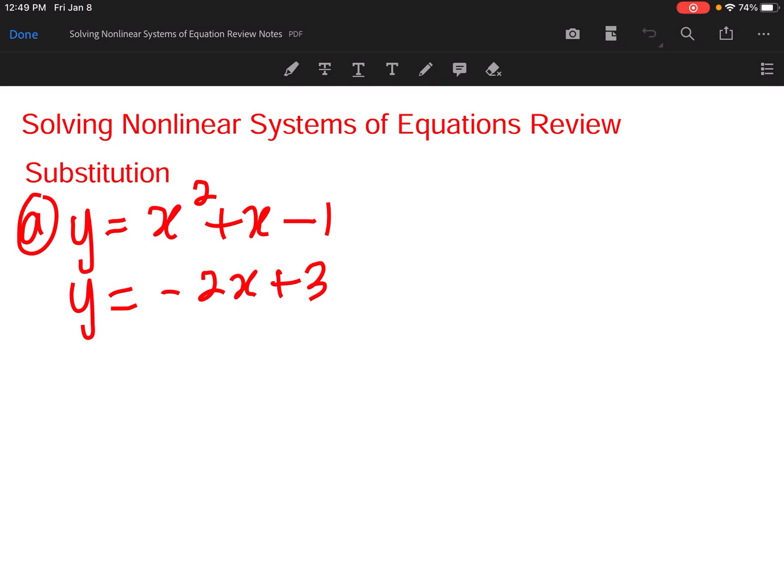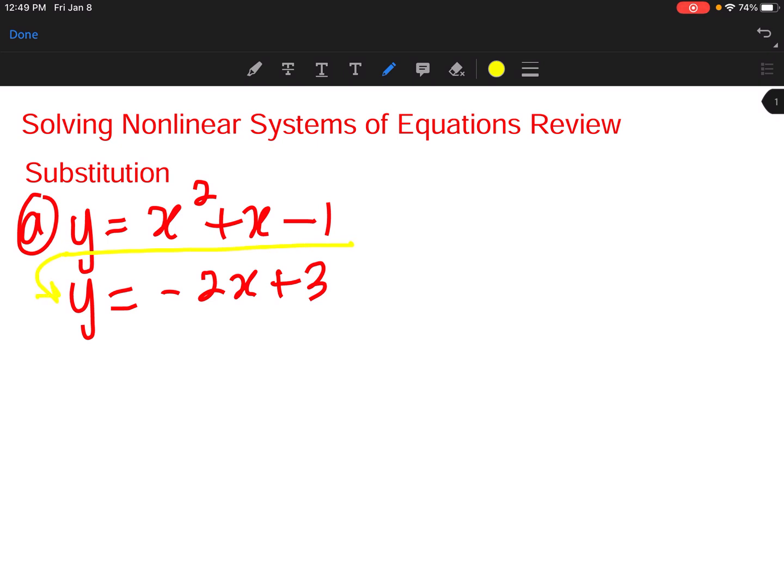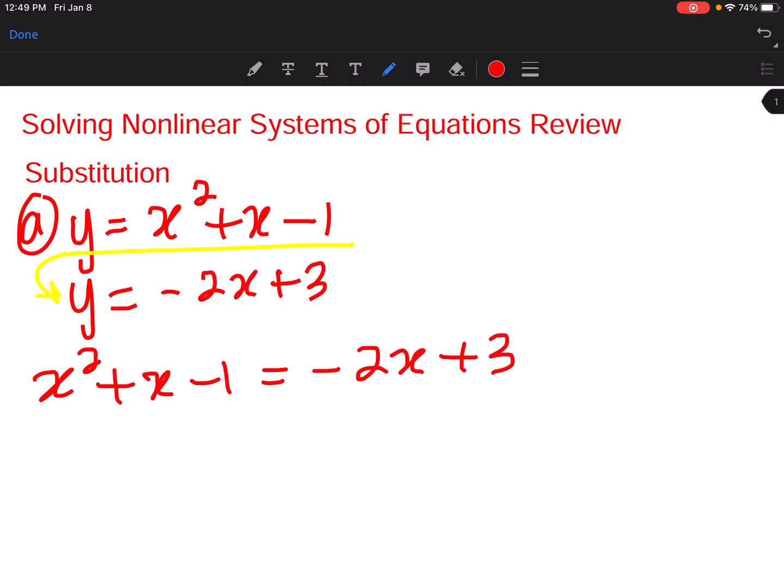So to solve this, I'm going to substitute one of my values into the other. Since both of my equations are y equals, I'm going to use the first equation to substitute into the second. So my y for the first equation is x squared plus x minus 1, which is equal to negative 2x plus 3. I am using this y equals right here and plugging it into this y right here, so that I have x squared plus x minus 1 equals negative 2x plus 3.